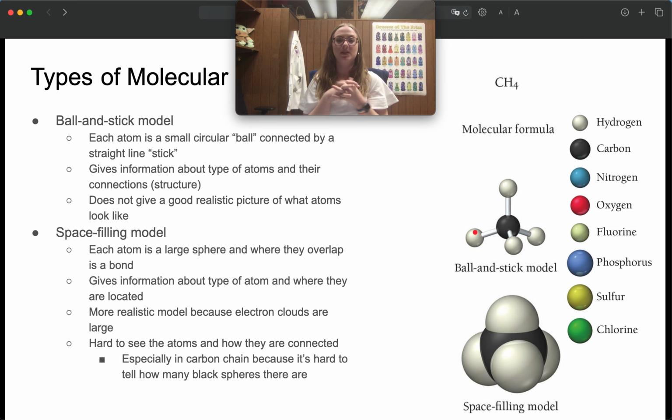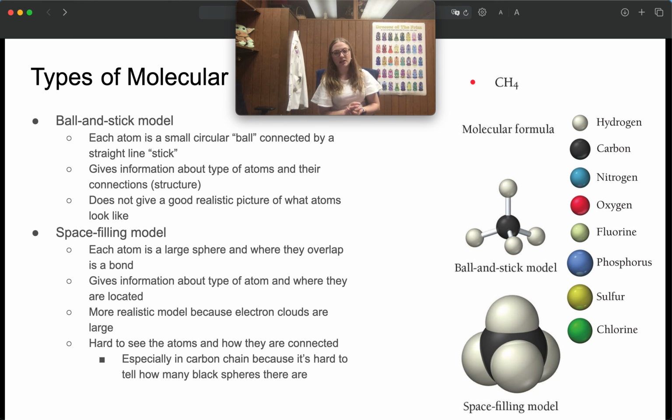So when we're putting molecules together, that chemical bond is really that overlap of their electron clouds, where they're sharing some electrons in that electron cloud. To show what a molecule might look like with those atoms at full scale, we use what we call the space filling model. So we have the space filling model down here. This is the molecular formula, the ball and stick model, and the space filling model, all for CH4. They're all the same compound.